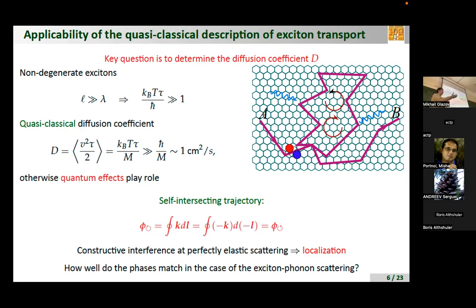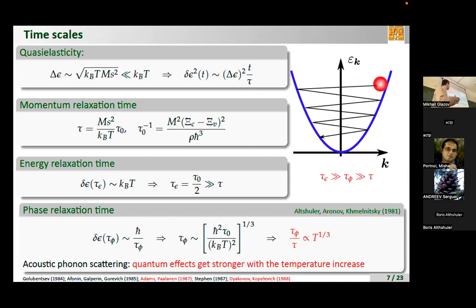But here, coming back to the question of Alexei, we need to answer the question of how well this equivalence of the phases is preserved if you have scattering by acoustic phonons. Because you may say that, okay, it works nicely for impurities. The disorder is static, everything is static, the phases are just these geometrical phases. But phonons bring or remove some energy, and that is why something may change.